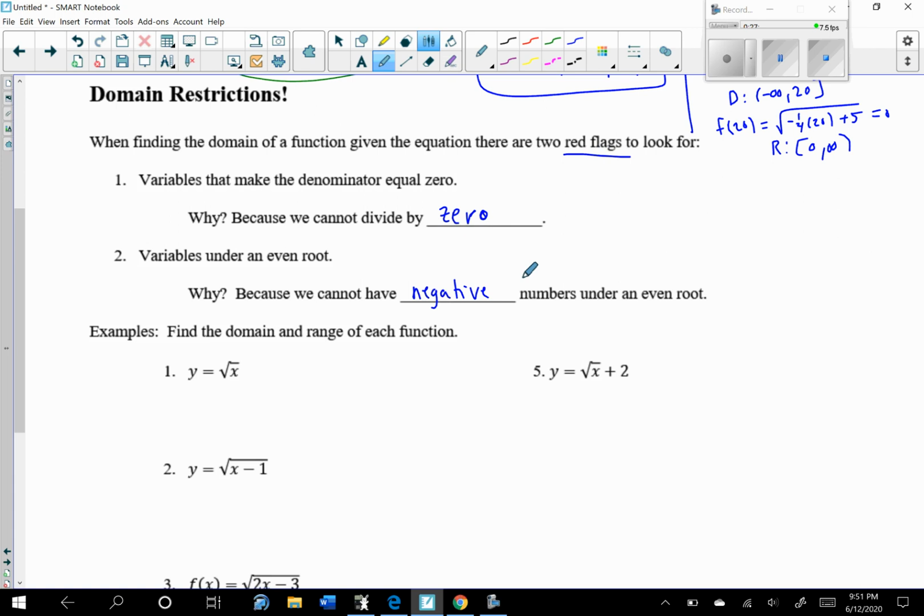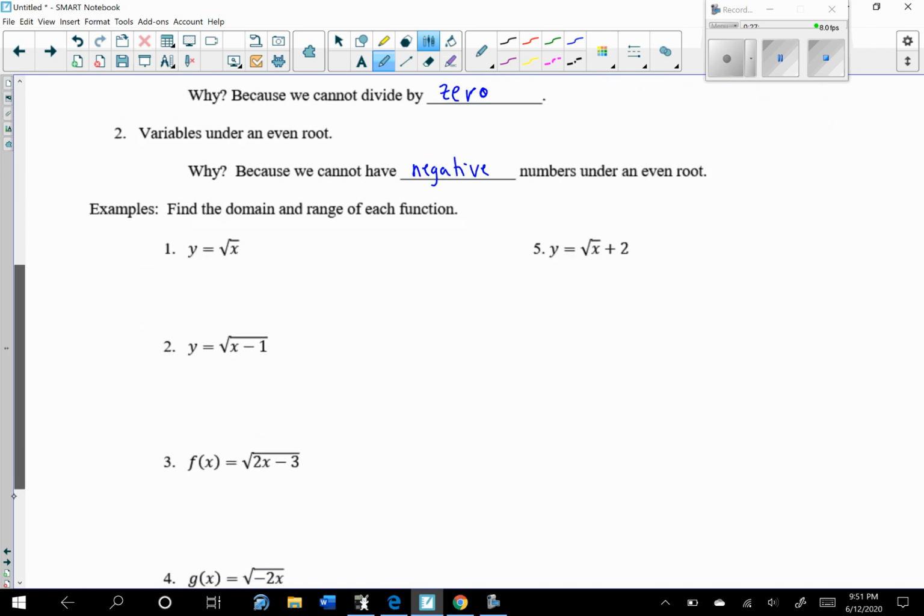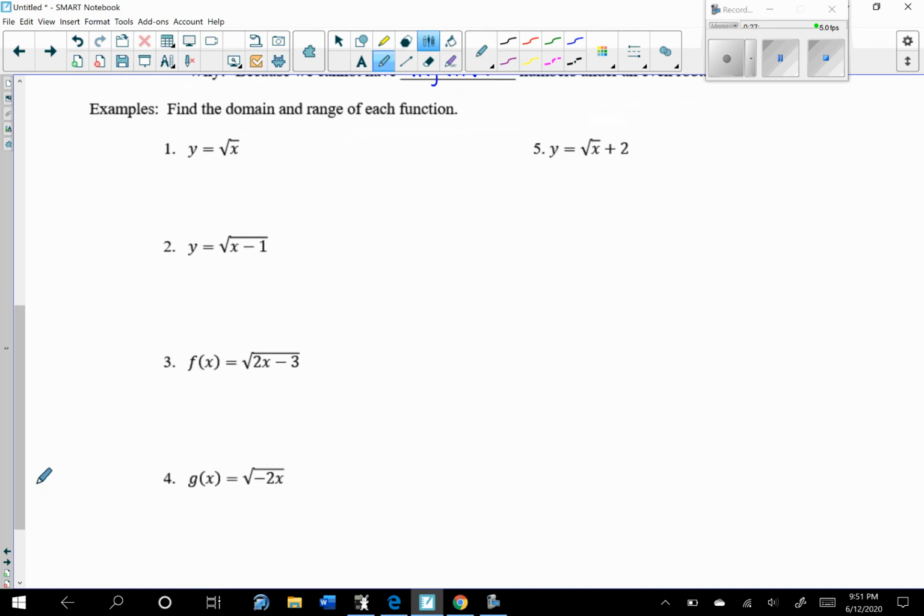So for this, we're only going to focus right now on variables underneath even roots, and we'll talk about variables in the denominator in a later unit. So for the purposes here, let's go ahead and find the domain and range of each function. So for this one, when finding the domain for a radical function, you take what's the square root portion and you set it greater than or equal to 0 and solve.